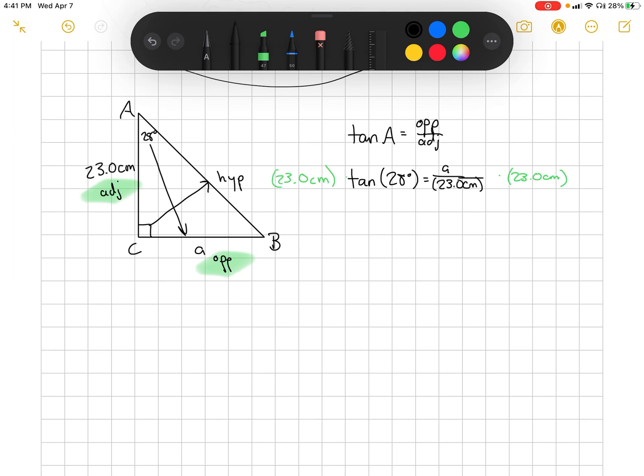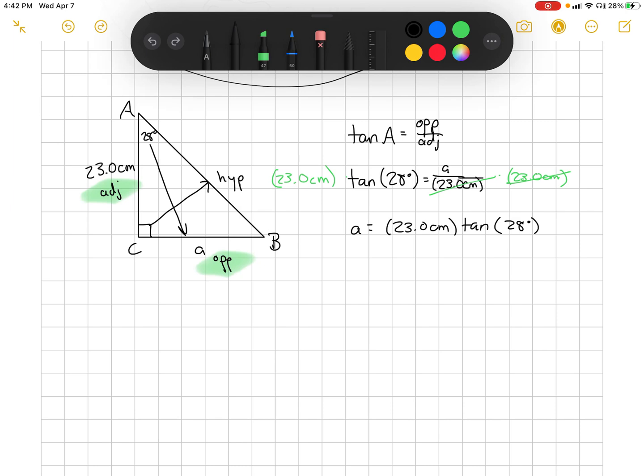Okay, so that cancels the 23 and the 23 over there. So we get a then equal to 23.0 centimeters times the tangent of 28 degrees. Now, something that should be noted here, because we are dealing with angles, we have to make sure our calculators are in the proper mode. We're dealing with degrees on this, so make sure your calculator is in degree mode. If you're not sure how to set it in degree mode, come ask me. I'm more than happy to walk you through that.